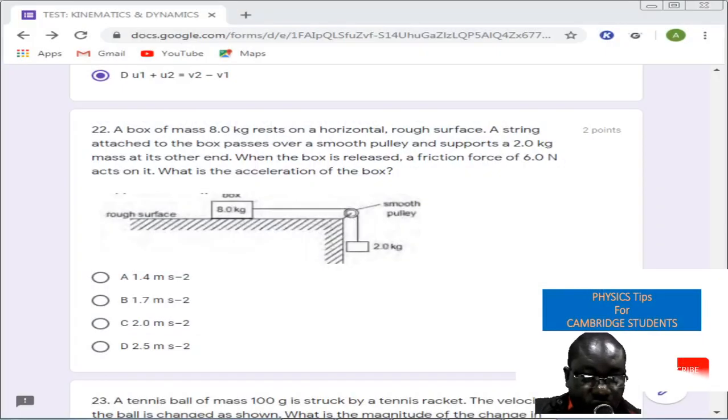Right, number 22. A box of mass 8 kg rests on a horizontal rough surface. A string attached to the box passes over a smooth pulley and supports a 2.0 kg mass at its other end. When the box is released, a friction force of 6 newtons acts on it. What is the acceleration of the box? Now this one again requires us to work it out, so I need to put it there for you to see.